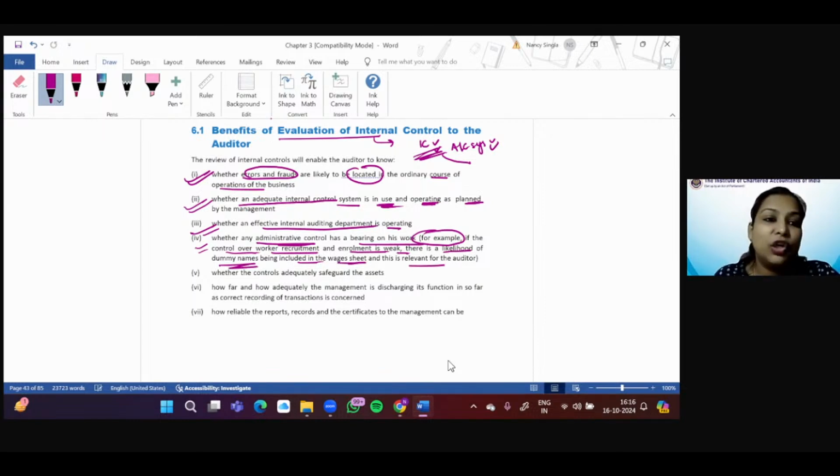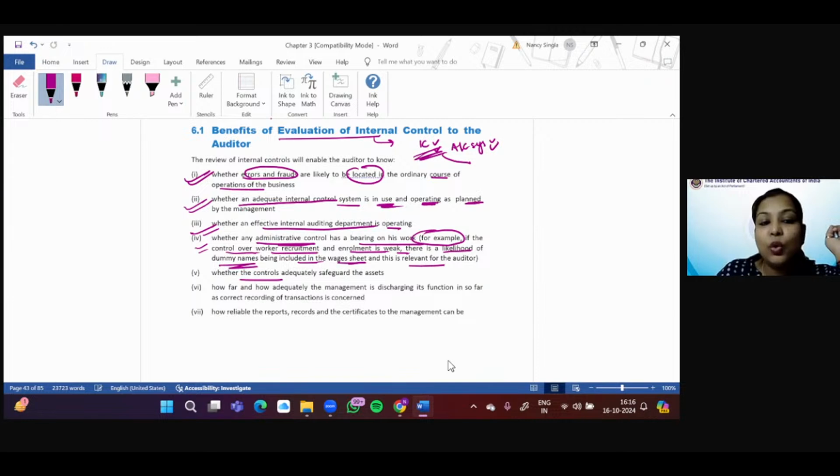So when the auditor is evaluating the internal control, he gets aware that the internal control over the worker recruitment and enrollment is weak. So he can now assess that, okay, if the name of a dummy worker can be included in the list and wages are given, then it means that there is a problem in the system, right?